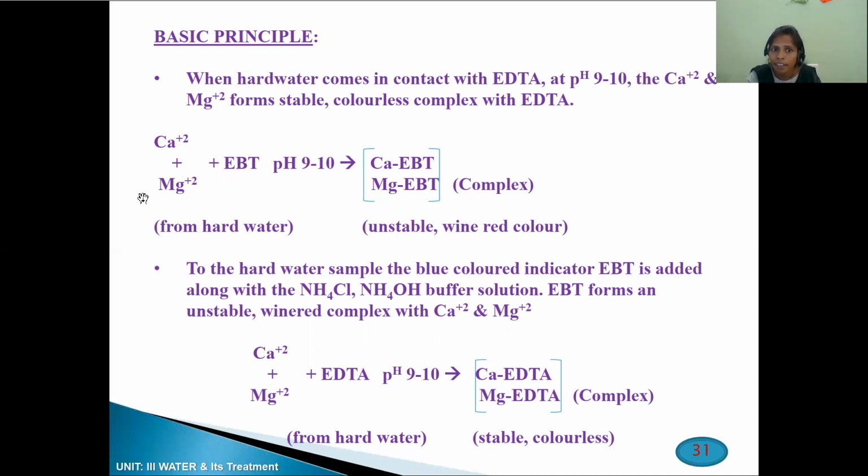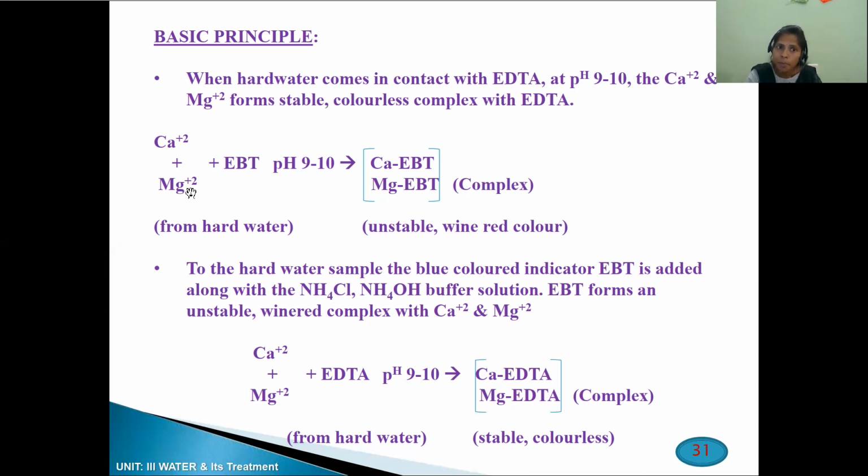These reactions are taking place in the conical flask. Initially we are taking the water sample in the conical flask and adding 2 to 3 drops of EBT indicator at pH 9 to 10. To maintain pH 9 to 10, we are adding the buffer solution also in the conical flask. So the things we are adding in the conical flask are the water sample, EBT indicator and the buffer solution.